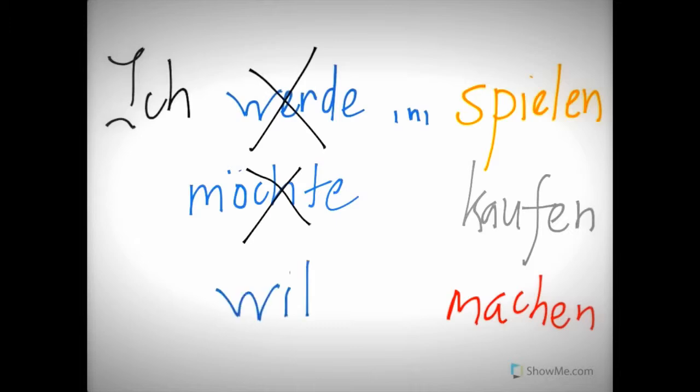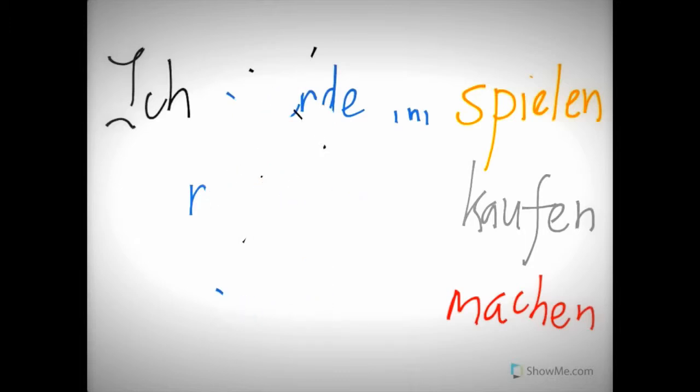And again, in turn, that can be changed with ich will, which means I want to. Ich will spielen, I want to play. Ich will kaufen, I want to buy. Ich will machen, I want to do. So, pretty useful. Now, let's get rid of those.